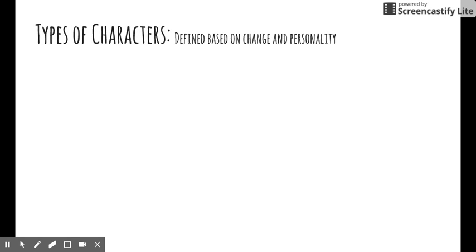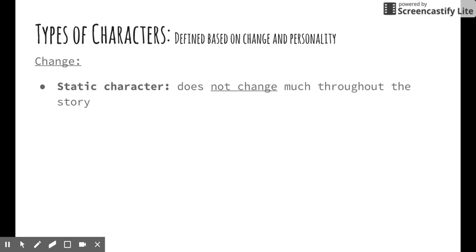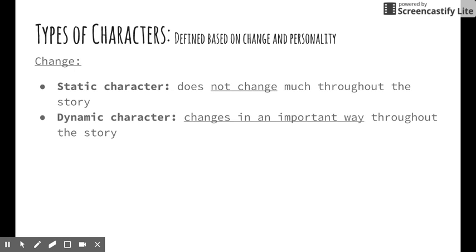With this, we can decide that there are a few types of characters. Each of these types are based on change and personality. So for example, a static character is one who doesn't change much throughout the story. So they'll stay the same, they won't really have any major developments in attitude or beliefs or anything. The opposite would be a dynamic character who changes in an important way throughout the story. So usually characters that are more central to a story will be dynamic, and characters that are more peripheral or not as important will be static.